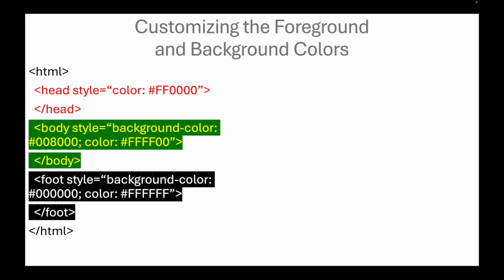Meanwhile, we set the foot's background color to black, which is all zeros in the six digits, and the color foreground should be white, all letter F's. Meanwhile, the head remains white in background, so you don't have to set the background color because that's the default, white. The foreground color has to be modified to double letter F to set it to the color red.